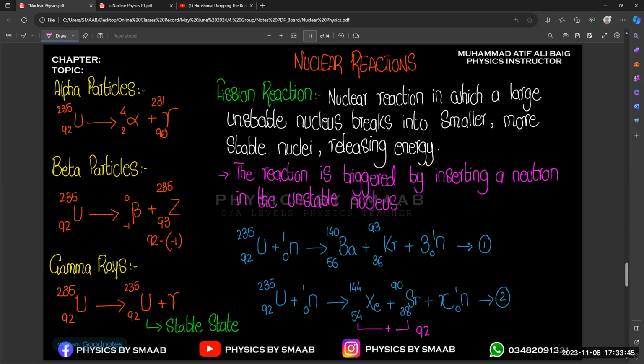And if you add the number of nucleons, like 144 plus 90, what will be the answer you will get from this? 234, I guess. 144 plus 90, you will get 234, right? So this is the concept.